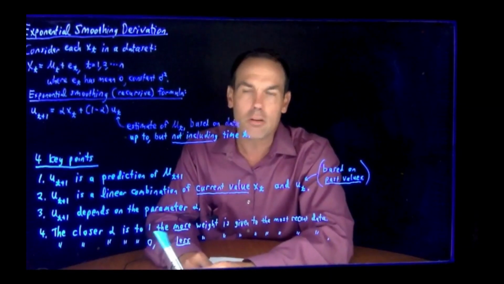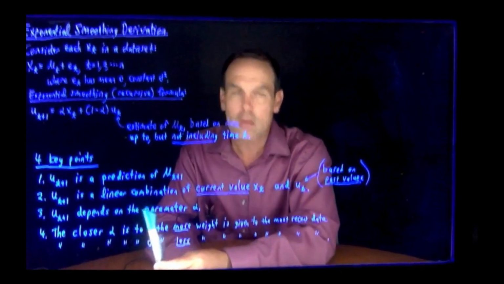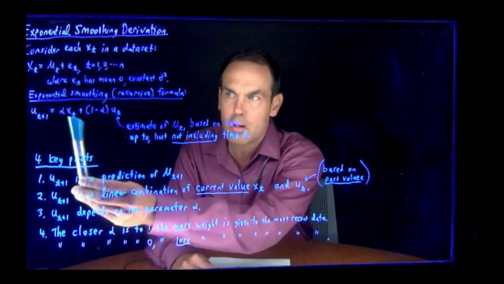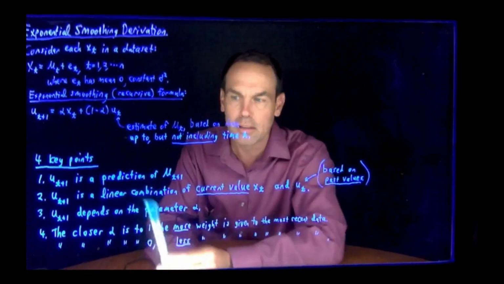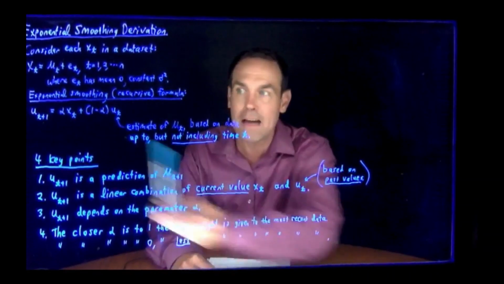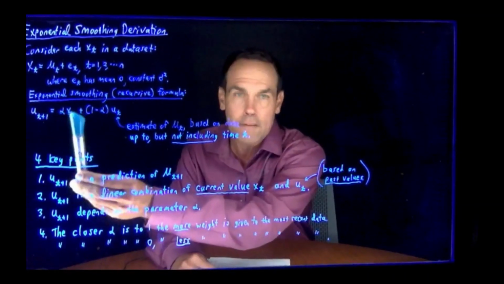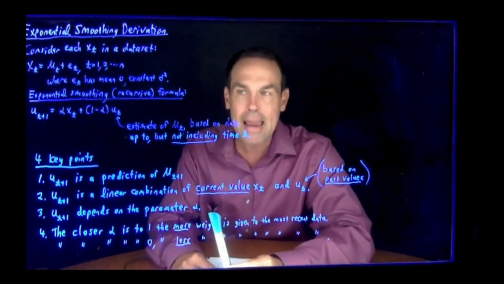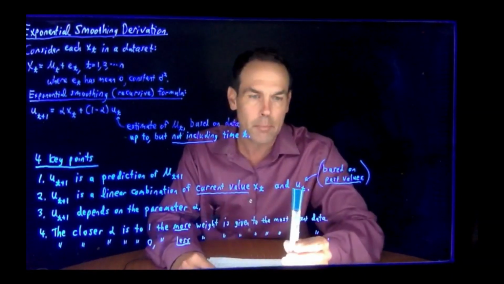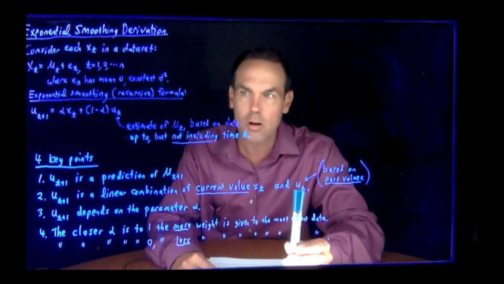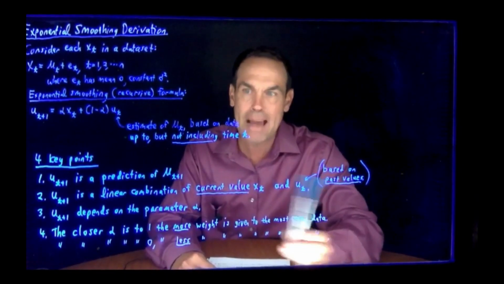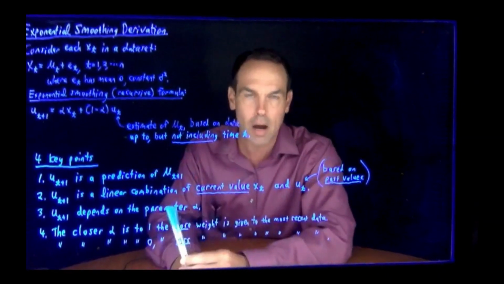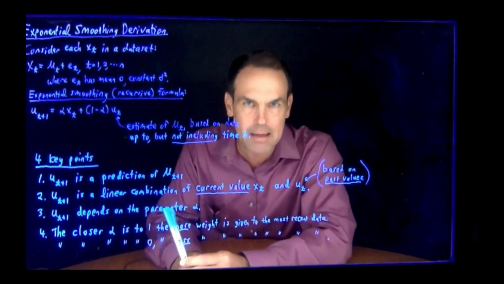Secondly, another fact about u sub t plus 1: it's a linear combination. Really, that's just a fancy way of saying the sum of this and this. A linear combination of the current value x t, that's this alpha times x t, and u t. Well, what is u t? Recall that u t is based on past values, because we had said u t is an estimate of mu t based on data up to, but not including, time t.